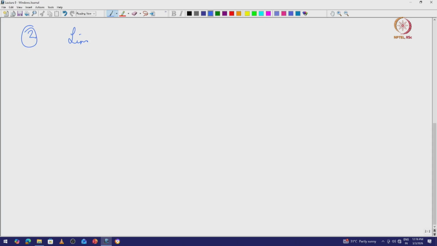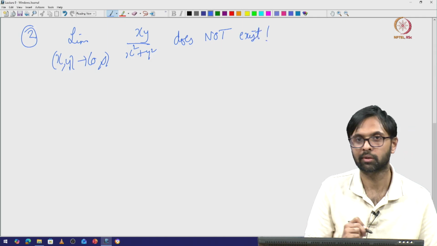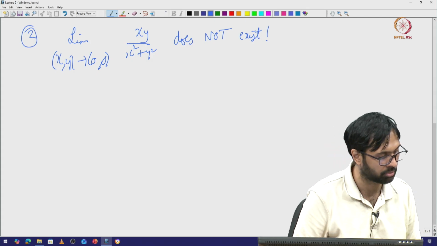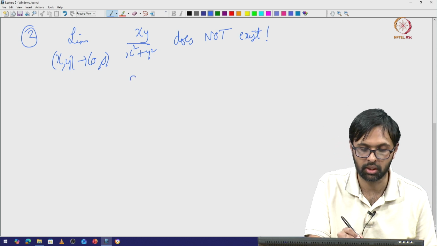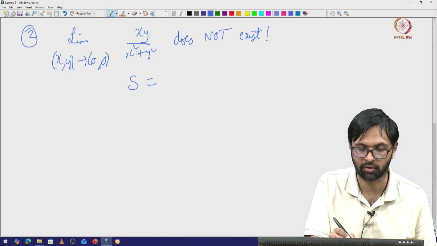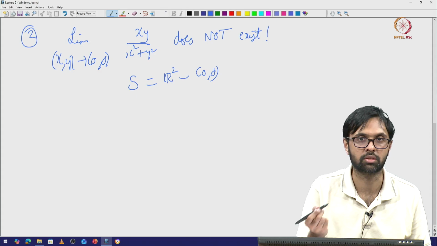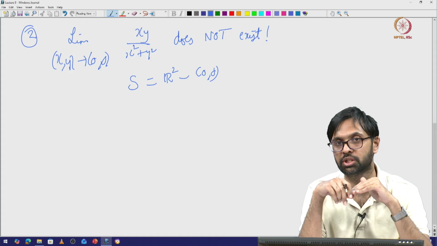The limit as xy goes to 0, 0, xy divided by x square plus y square does not exist. Okay, so since this is our first genuinely multivariable example, I'll do it in some level of detail. So first of all, what is the set S on which this function is defined? It is R2 minus the origin, right? It certainly makes sense on R2 minus the origin. Okay, so I need to tell you what the set S is on which the function is defined.